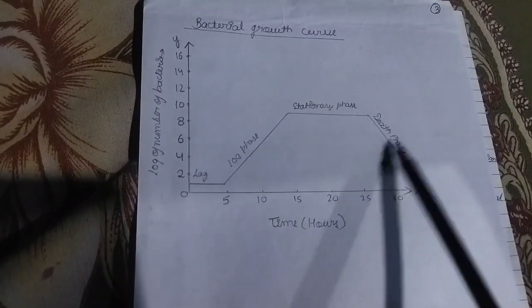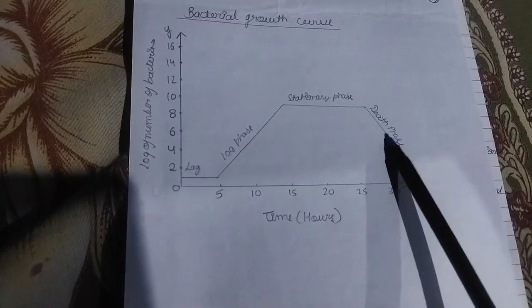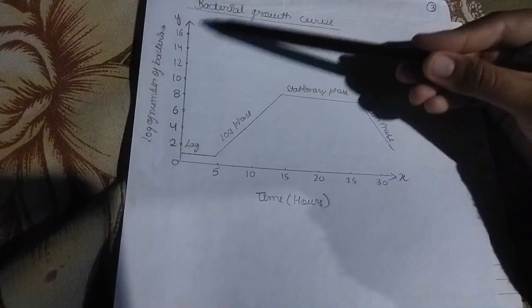So this is how a bacterial growth curve looks like: 4 phases, lag phase, log phase, stationary phase, and the death phase. Generally, the antibiotics are synthesized from the stationary phase. Here is your time on the x-axis, and on the y-axis we take the log of number of bacteria.